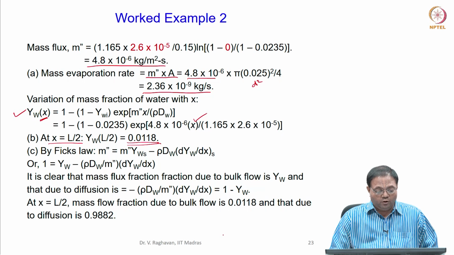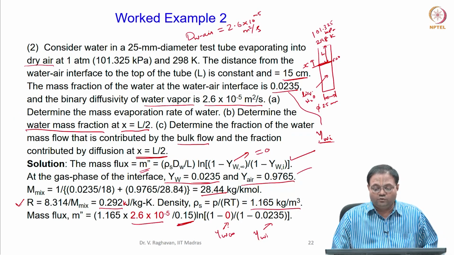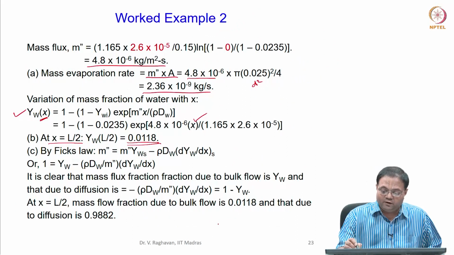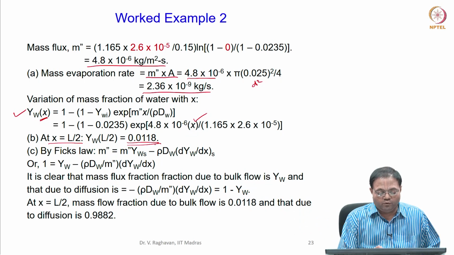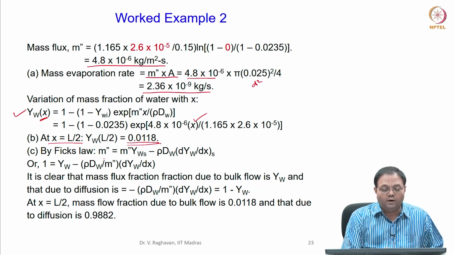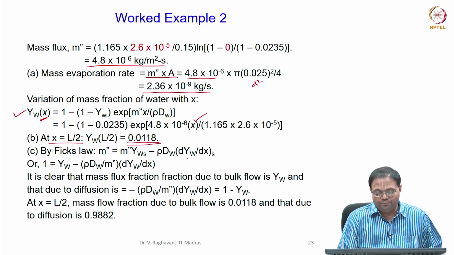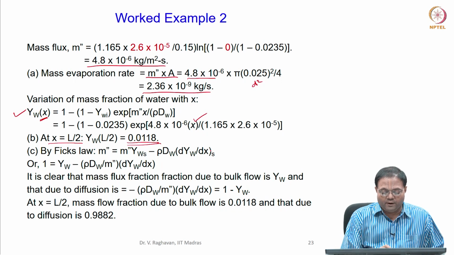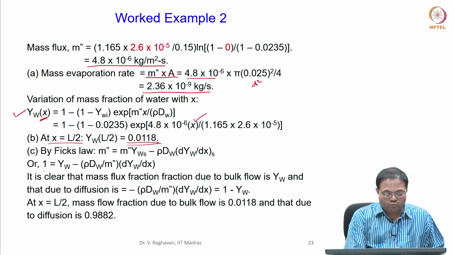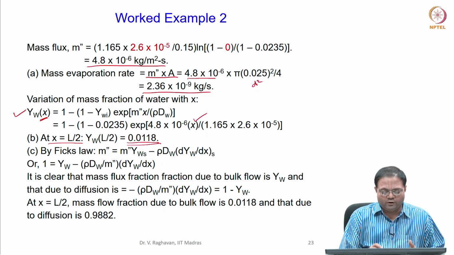Now, what is asked? As you can see, the mass fraction decreases from 0.0235 at the interface to 0.0118 at L by 2. Now apply Fick's law: m double dash equals m double dash yw at the interface minus rho dw into the gradient dyw by dx at the interface. You can divide this throughout by m double dash, so that you get the equation 1 equals yw at any location plus rho dw by m double dash into dyw by dx.